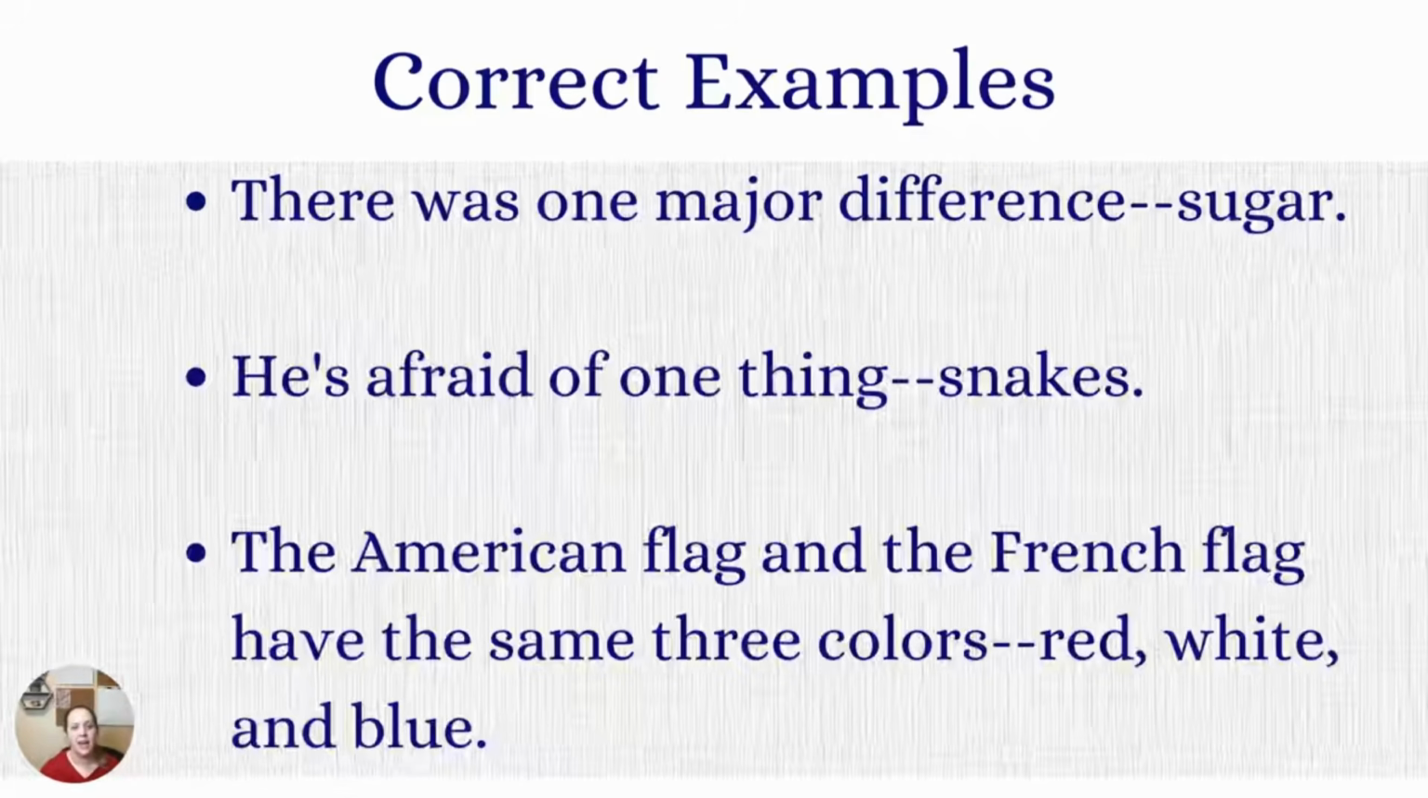Now let's look at the bottom example. "The American flag and the French flag have the same three colors—red, white, and blue." So in this case, it's a very similar sentence structure. However, you can see that you don't just need one word after the dash or a colon if you want to use that instead. It can be multiple words or a longer phrase.